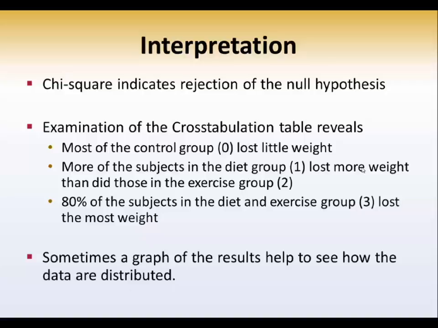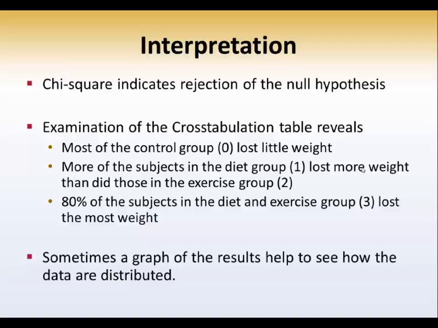If we go back and examine the cross-tabulation table, we see that most of the control group lost little weight, or maybe gained weight. Most of the subjects in the diet group lost more weight than those in the exercise group. And about 80% of the subjects in the diet and exercise group lost the most weight. Realize here, most weight is simply 3, greater than 5% of your body weight. We don't have the actual measure of weight. You're simply categorizing people as a 1, 2, or 3.